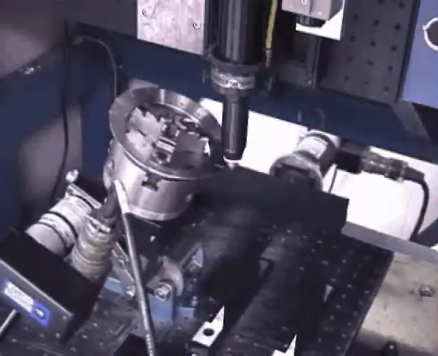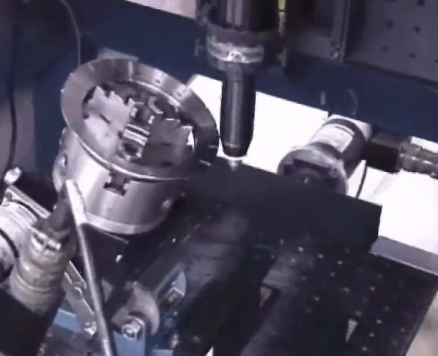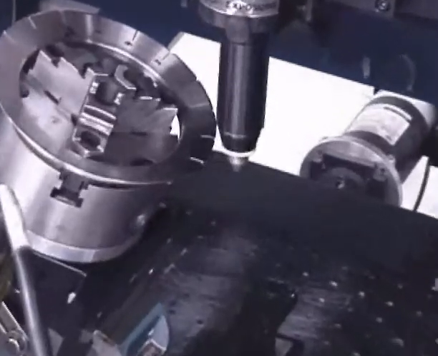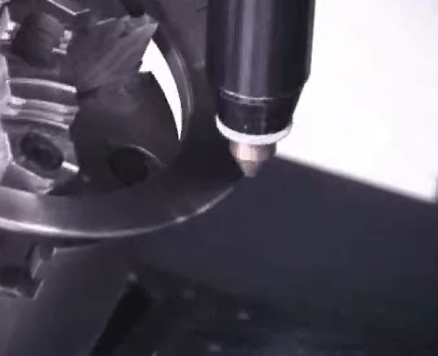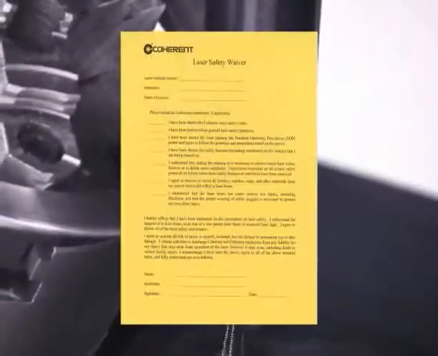Coherent and its employees take laser safety very seriously and will ensure that your training is conducted in compliance to the highest laser safety standards. However, for liability reasons, students will be required to sign a laser safety waiver at the beginning of any class.